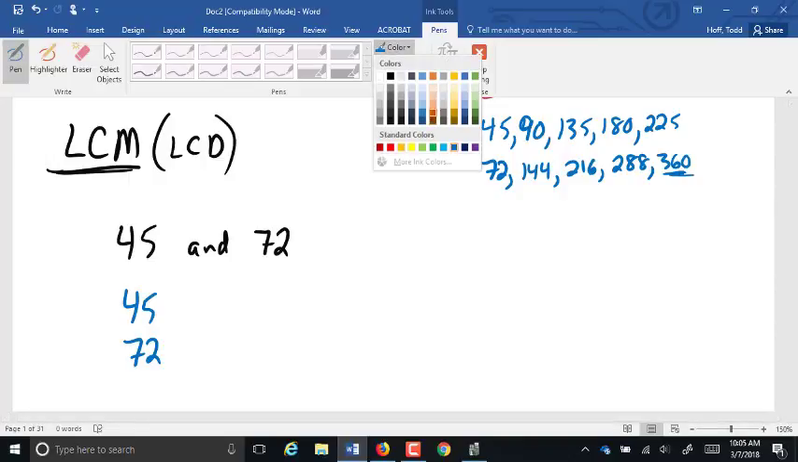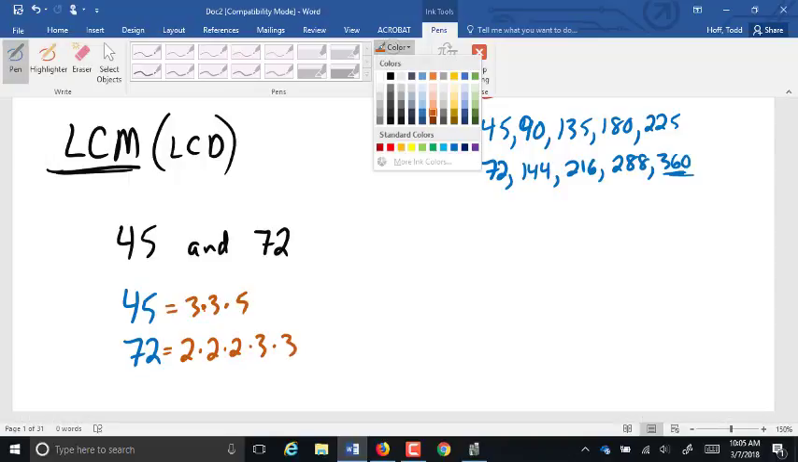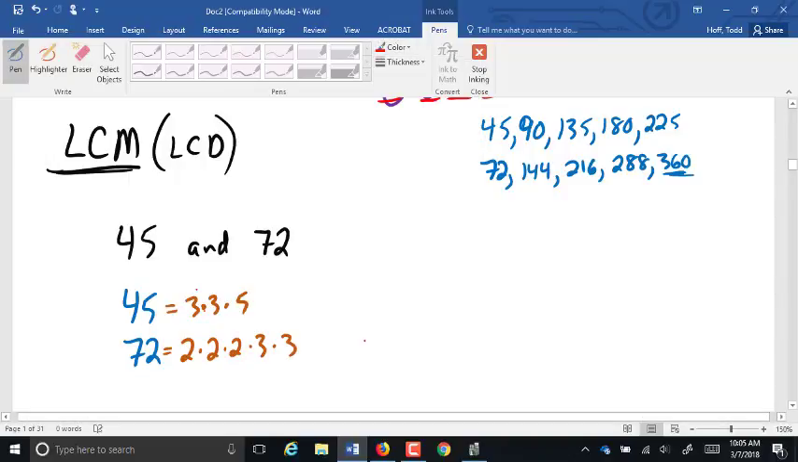Or you can factor. If I were to factor 45, I would get 3 times 3 times 5. If I were to factor 72, I'd get 2 times 2 times 2 times 3 times 3. And we look at what they have in common. They got 3s and another 3. Then we look at what's left. There's a 5 up here, so we need a 5 down here. Now they both have the 5. We got 3 2s down here. We need to put 3 2s up here. Now they both have 3 2s.